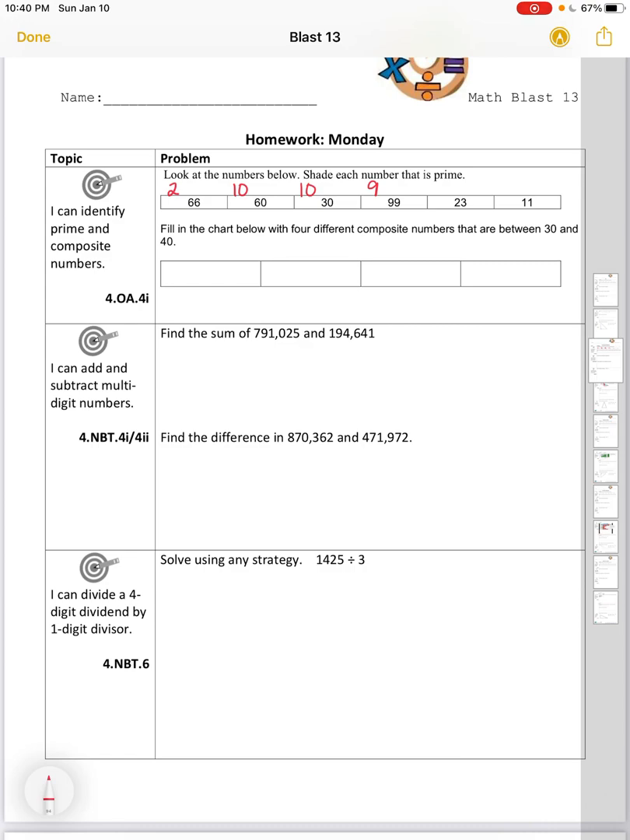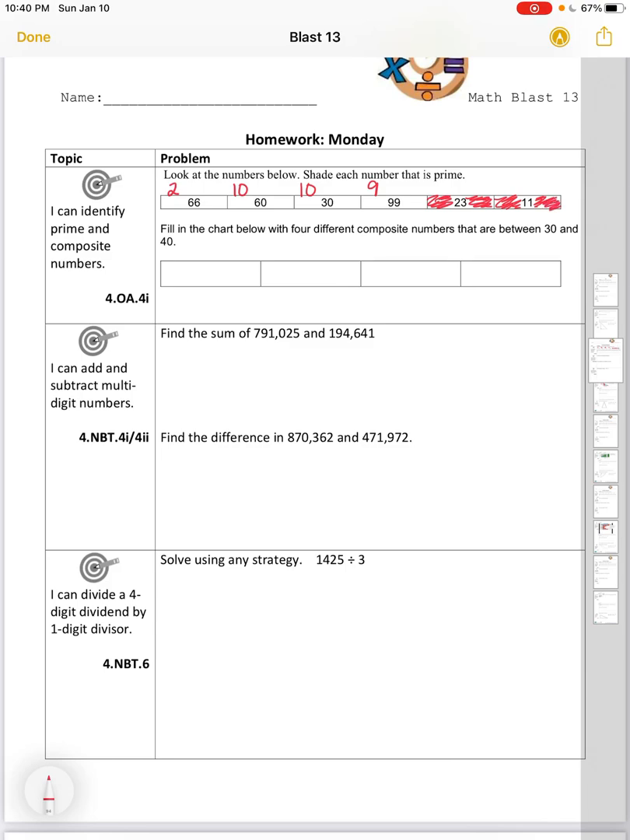23. 1 and 23 are factors. And those are the only two factors. So that's a prime number. We're going to shade the box. 11. 1 and 11 are the only two factors, making 11 a prime number as well. We'll shade that box also.